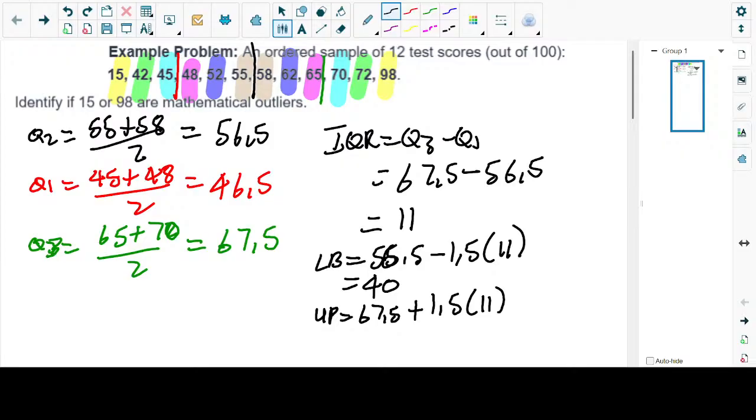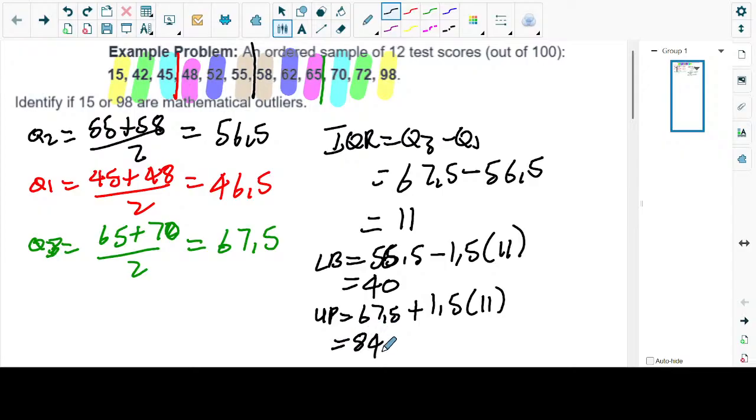Okay, so then putting it in our calculator. I thought you were going to put it in your calculator first. Oh no, my calculator is malfunctioning today. Okay, so then let's put it on our calculator. We're going to have 67.5 plus 1.5 multiplied by 11. It's 84. UP is equal to 84.